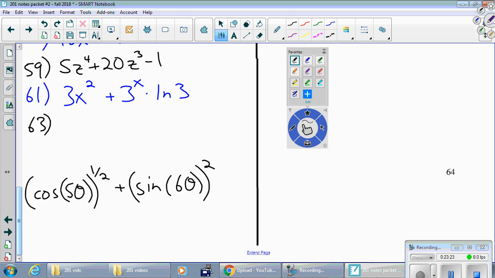First one is some stuff to the 1/2. 1/2 comes down. Copy the stuff. Subtract 1 from the power times the derivative of the stuff. So the derivative of cosine of stuff is negative sine of stuff times the derivative of the new stuff. The derivative of 5 theta is 5. Plus, that's the big plus sign in between.